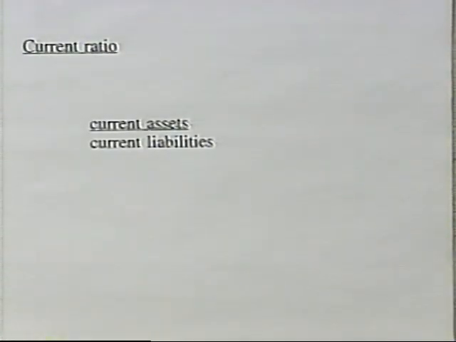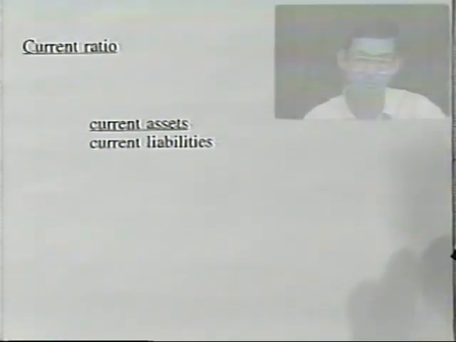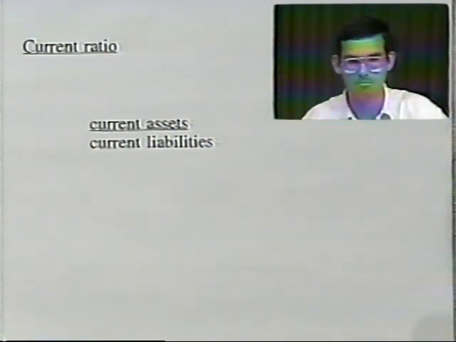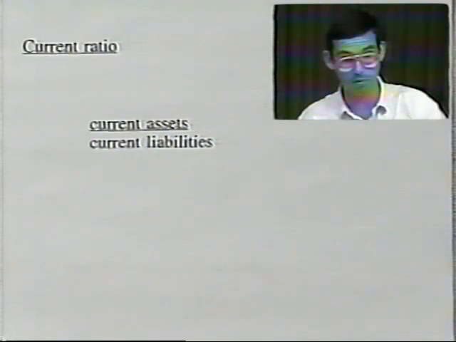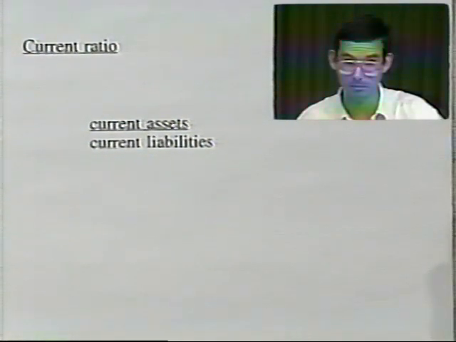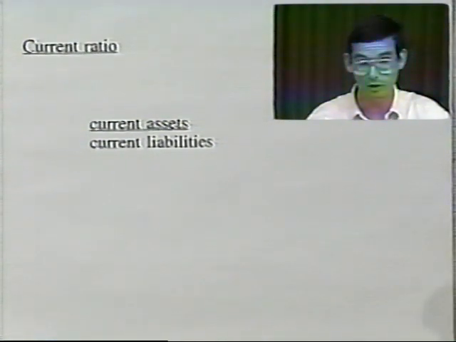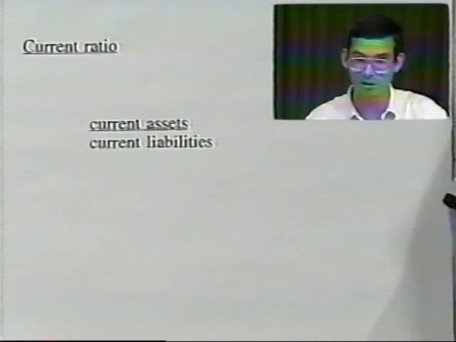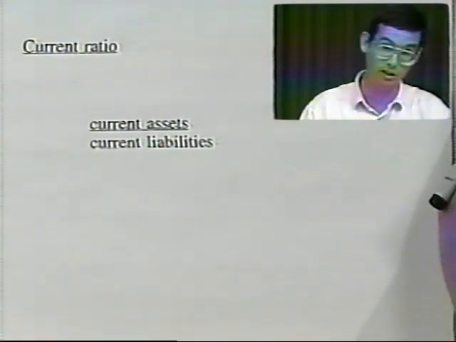First one I want to look at is the current ratio. The idea behind the current ratio is that we know from the balance sheet the current assets and current liabilities. If you recall, the current assets are assets that can be converted into cash within 1 year, and current liabilities are the liabilities that have to be paid off within 1 year. Because we have those two figures, we can see how much danger the company is in of running out of money over the next year.